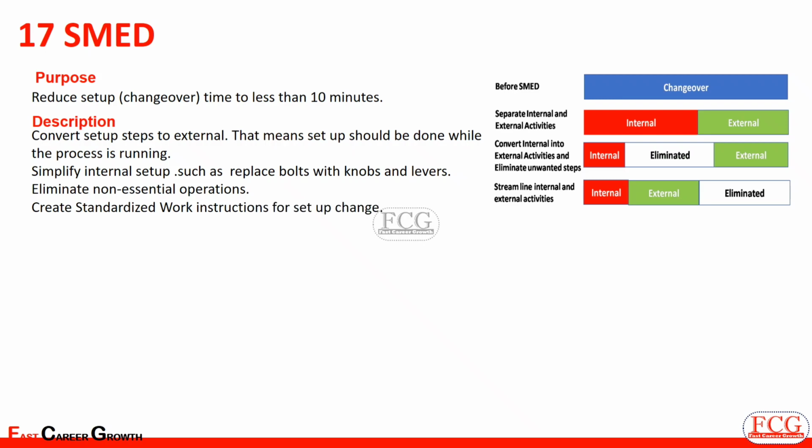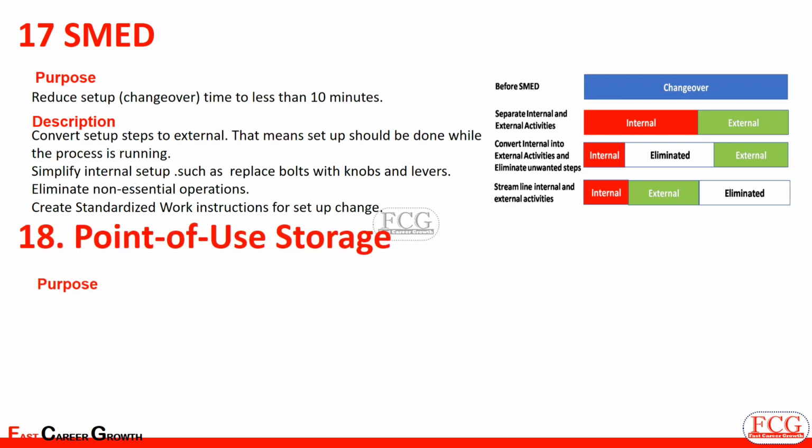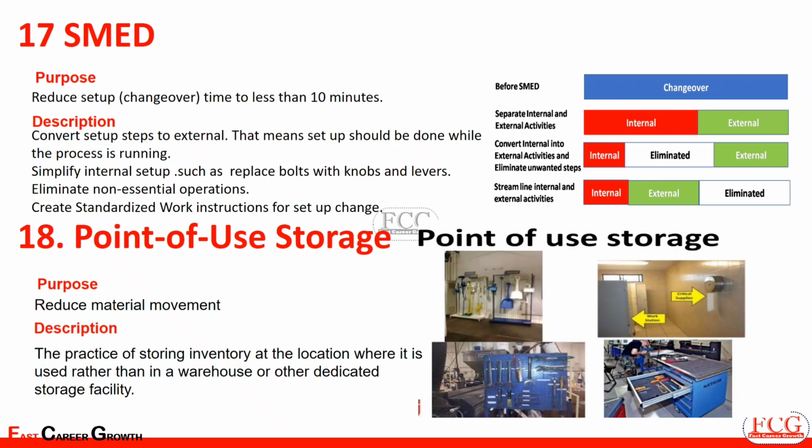The 18th lean manufacturing tool is point-of-use storage. The purpose of point-of-use storage is to reduce material movement. It is the practice of storing inventory at the location where it is used rather than in a warehouse or other dedicated storage.